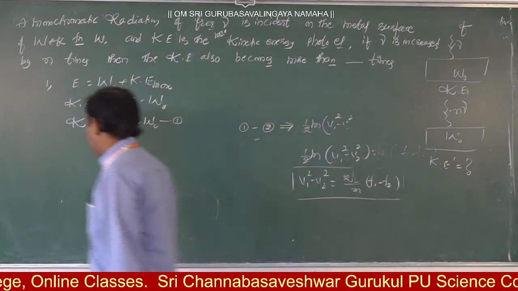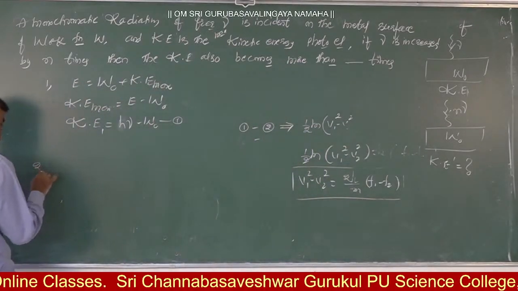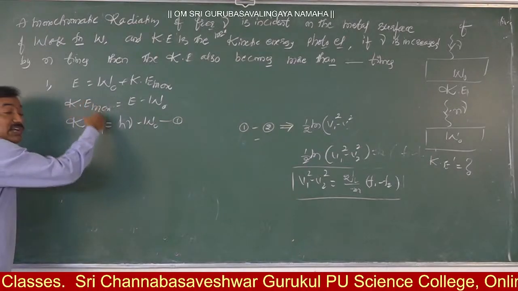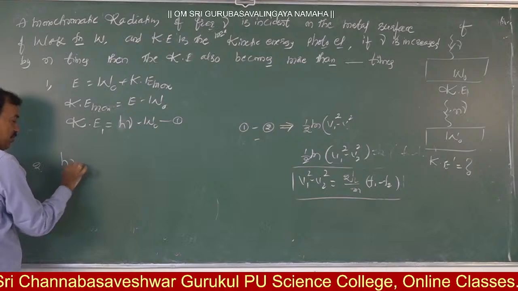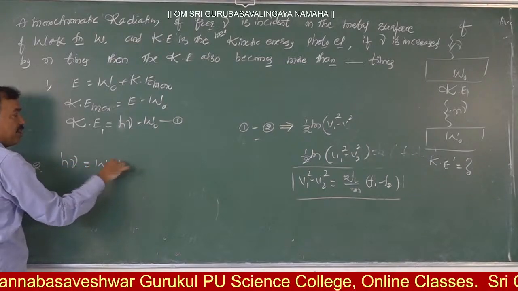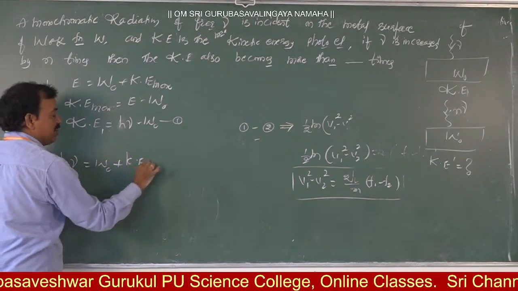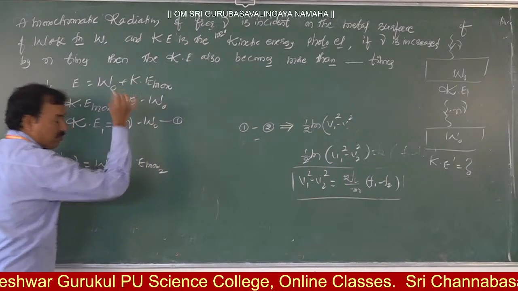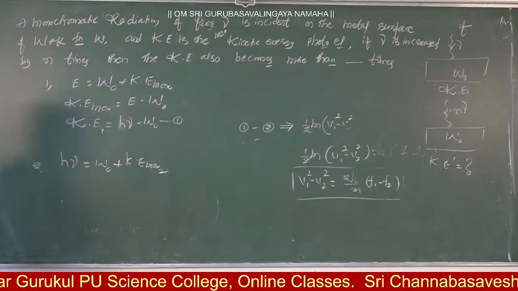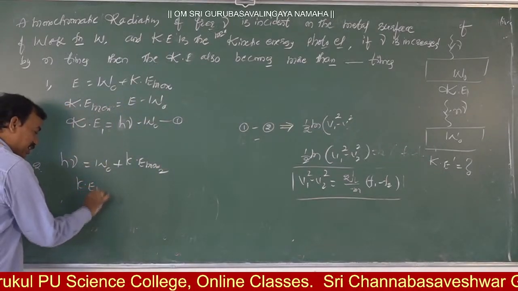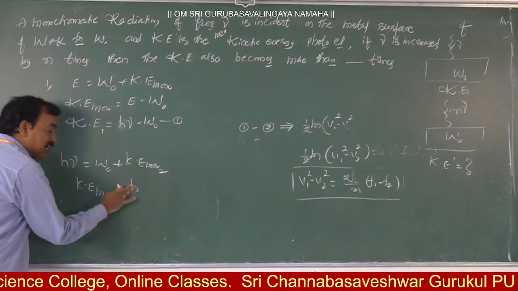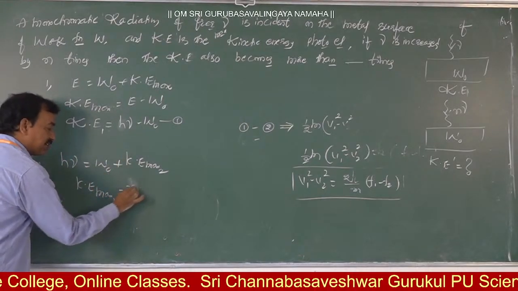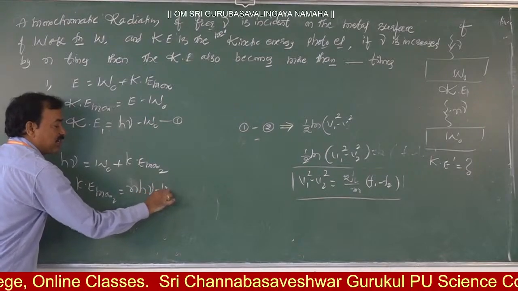Again, the second case, same equation: how many times is this kinetic energy increased here? E is equal to h nu, which is equal to W naught plus KE maximum 2. So what is the KE max 2 equation here? KE max 2 is equal to h nu, which is n times here. So this is equal to n into h nu minus W naught.